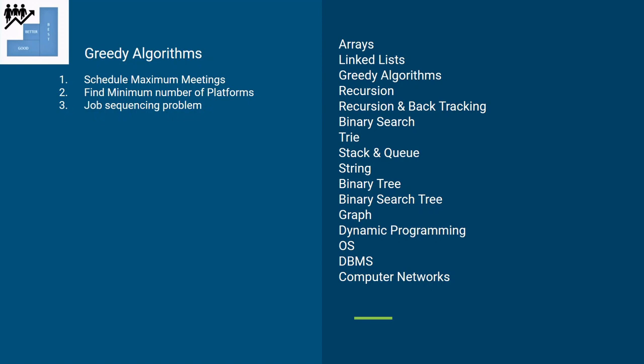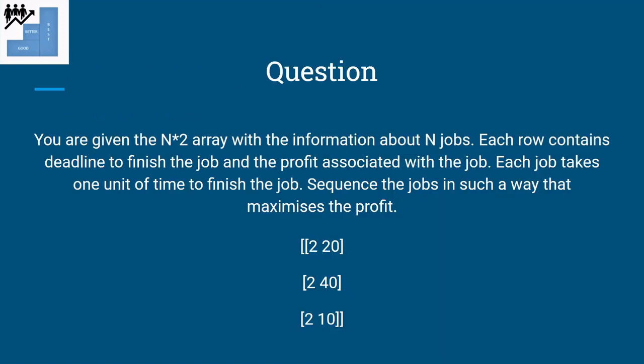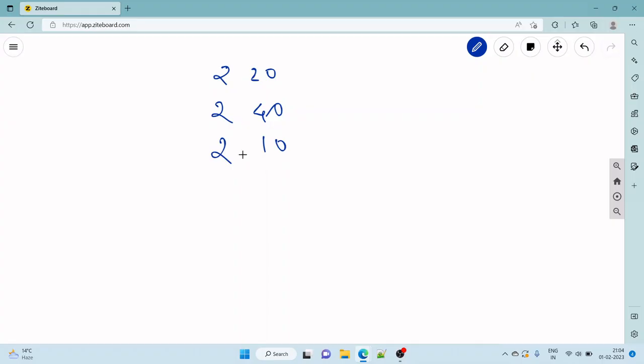Alright. So these are the questions that we have done in the greedy algorithms, and let's look at the question. You are given an n cross 2 array which has the information about n jobs. Each row contains a deadline to finish the job, which as you can see over here, 2 are the deadlines to finish the job. And the second entry is the profit associated with finishing each job. Every job takes just 1 unit of time to finish the job. We need to sequence the jobs in a way that maximizes the profit. All right. So this is our array.